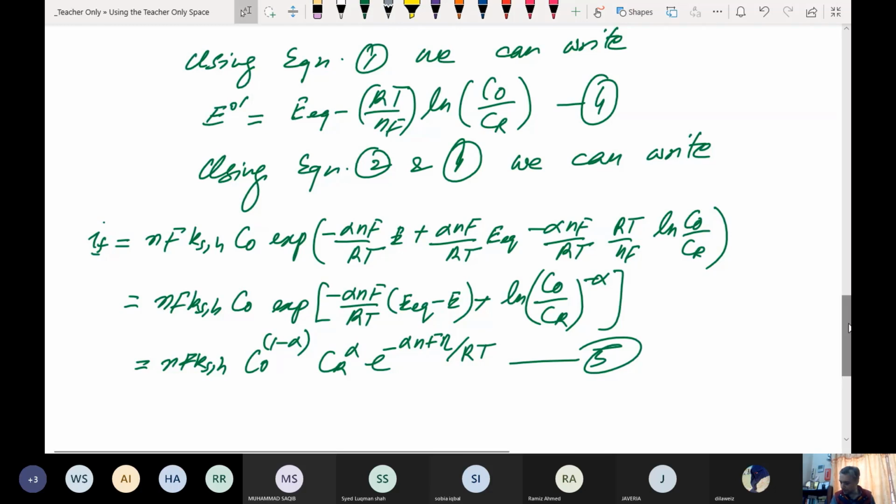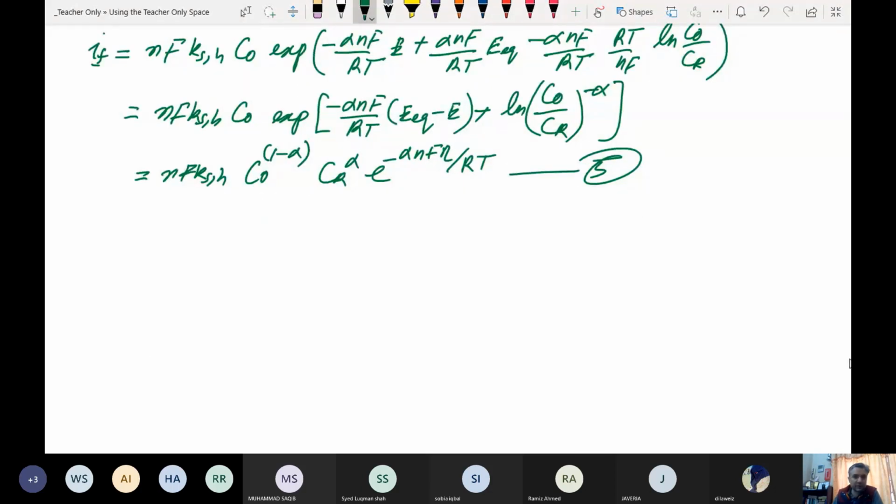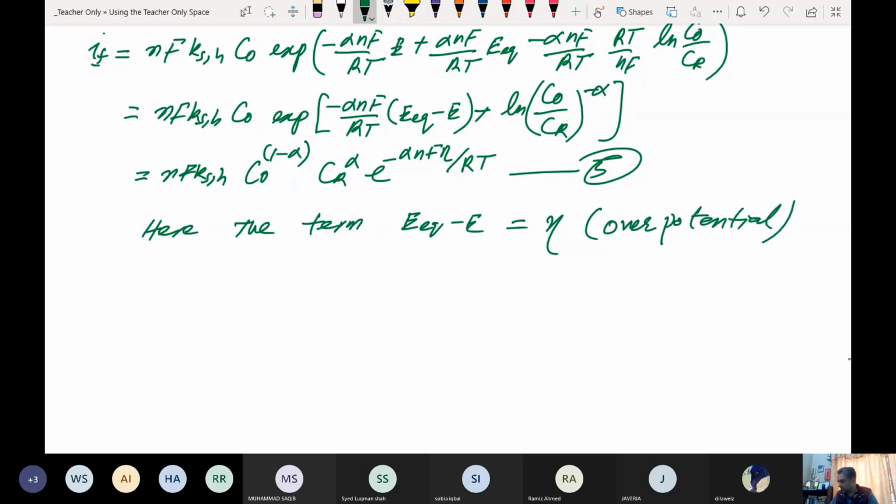Now similarly, before we go into the other equation, we need to know that here the term E equilibrium minus E is equal to eta, which is called overpotential. I guess we already know what an overpotential is. Do you remember what overpotential is? Did we talk about that? Increasing the potential, giving more than the limit? No, it is not like that. Just think about what it could mean.